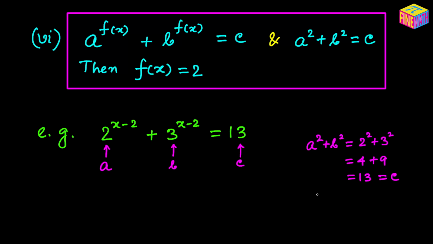So now you see that yes, in this particular example we have a squared plus b squared is equal to c. Then definitely the function of x which is in the exponent must be equal to 2. Therefore the exponent which is x minus 2, that is the f of x, must be equal to 2. And from here, definitely x must be equal to 4. That is the only situation when this is possible, and that is the only solution that we can get.